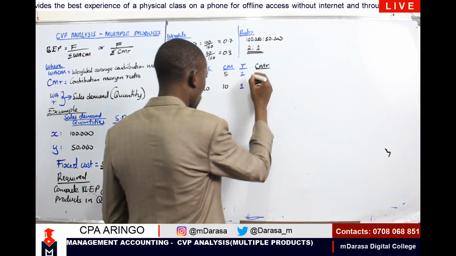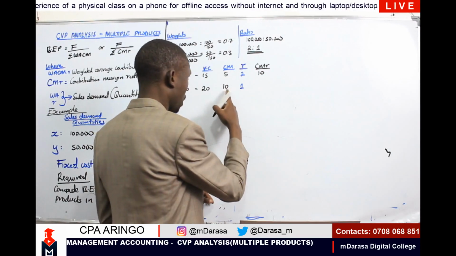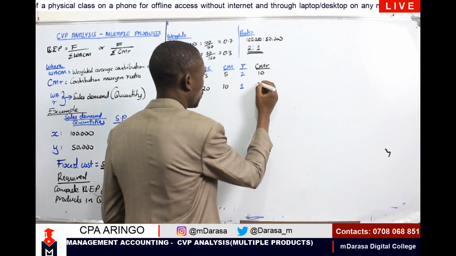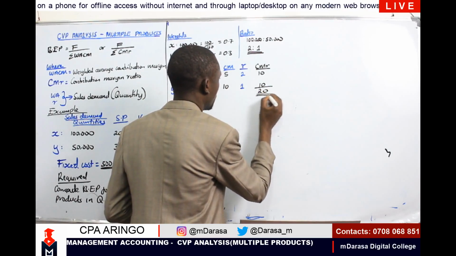For product X, we are going to talk of 10. That is 5/2. For product Y, I should be talking of 10/1. That should give us 10. So our CMR, we're going to have what? We're going to have 20. That is summation.